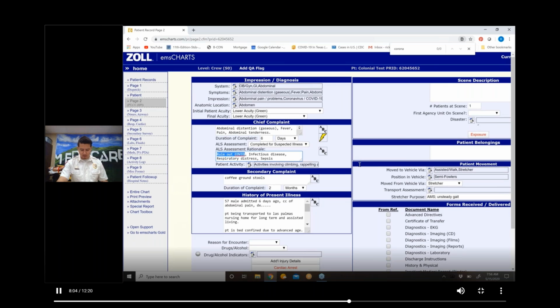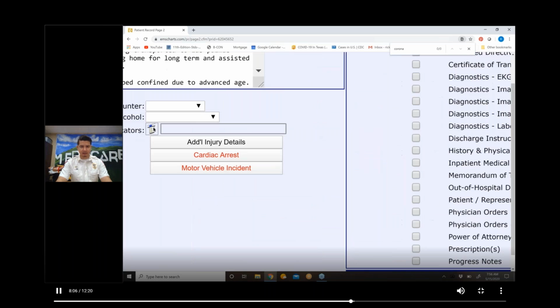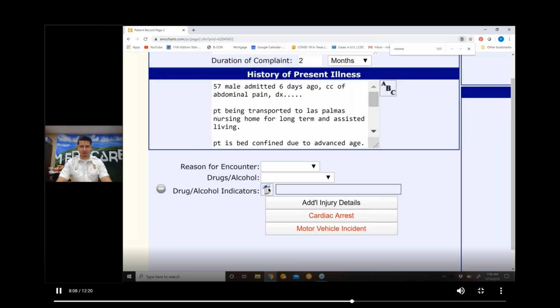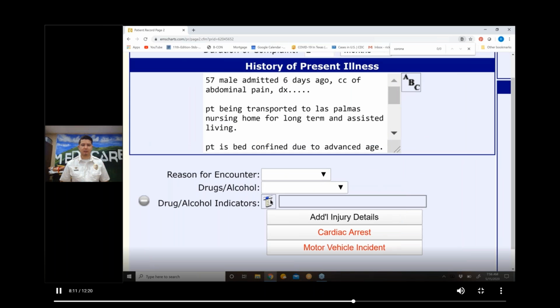The second area is your HPI. Here I have the HPI in front of me, and of course this chart is a test chart, so it doesn't have the exact HPI that we're looking for. But here, go ahead and paint the picture.